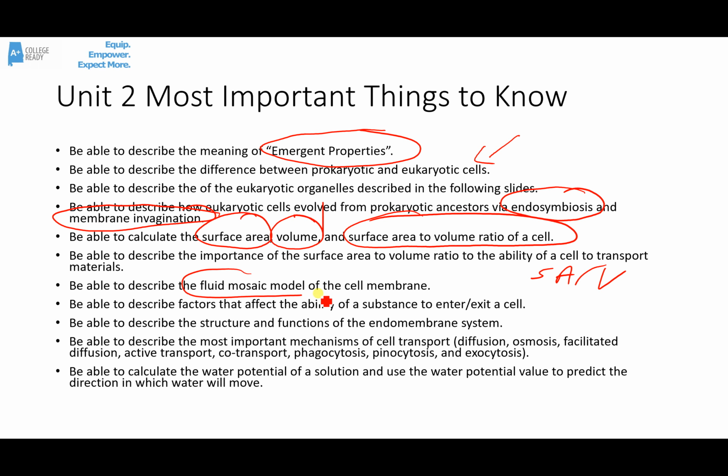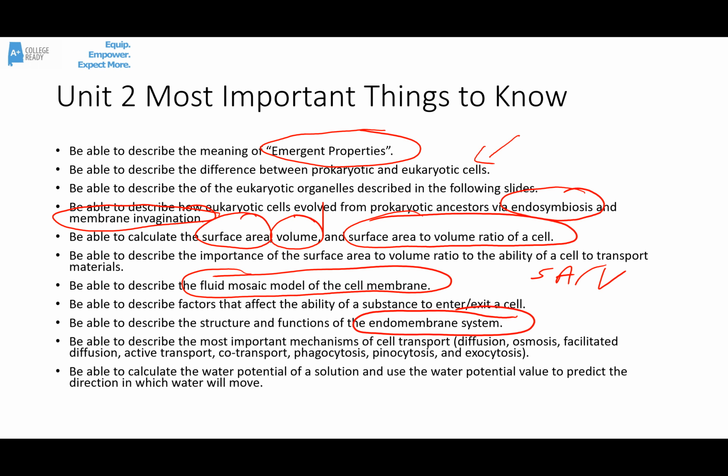Make sure you can describe the fluid mosaic model of the cell membrane and the structures that make up the cell membrane and their functions. Make sure you can describe factors that affect the ability of a substance to either enter or exit a cell. Describe the structures and the functions that make up the endomembrane system. That's become a favorite topic of AP exam question writers.